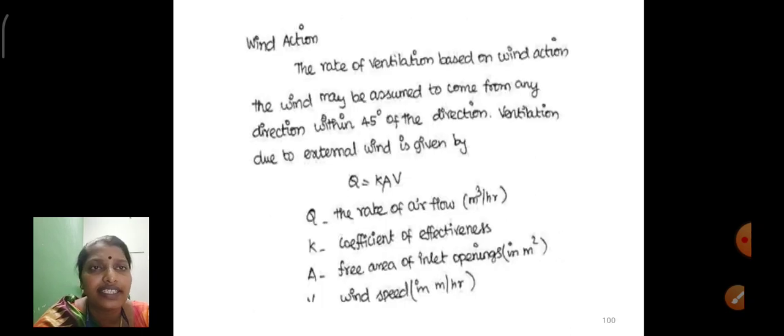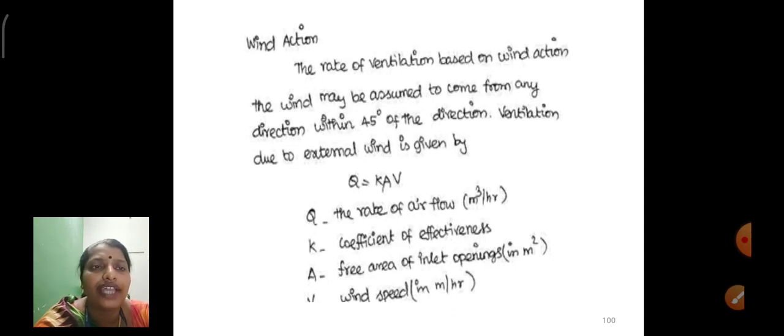Next, wind action. Wind meaning air speed. Okay, air speed oda action analyze pandrom. The rate of ventilation based on wind action. The wind may be assumed to come from any direction within 45 degrees of the direction. Okay, ventilation due to external wind. External wind, but that is Q equal to KAV.